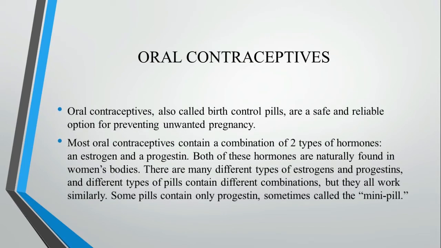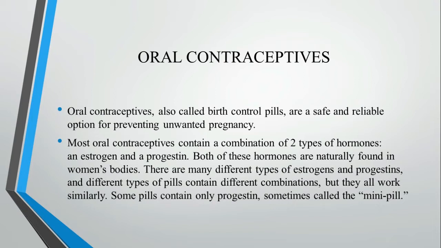Now, going to the third type of hormonal contraceptive, the oral contraceptive. The oral contraceptive, also called birth control pills, is a safe and reliable option for preventing unwanted pregnancy. Most oral contraceptives contain a combination of two types of hormones, an estrogen and progestin. Both of these hormones are naturally found in a woman's body.